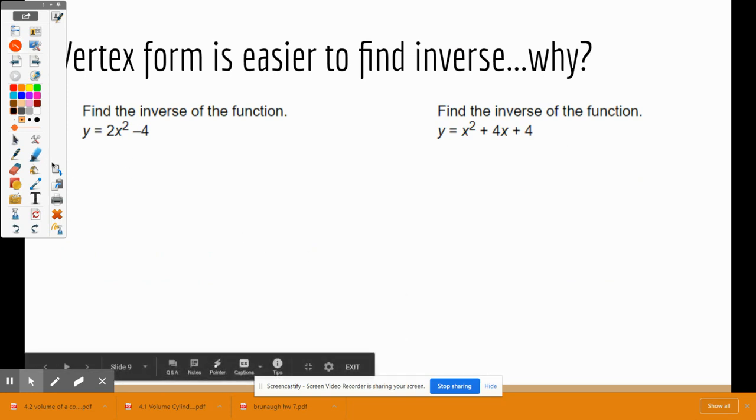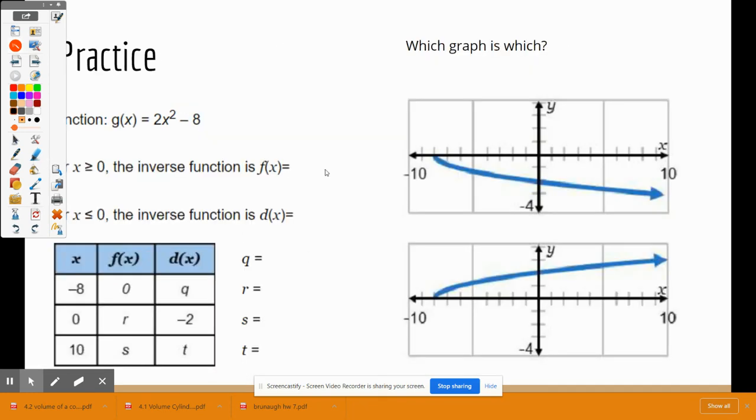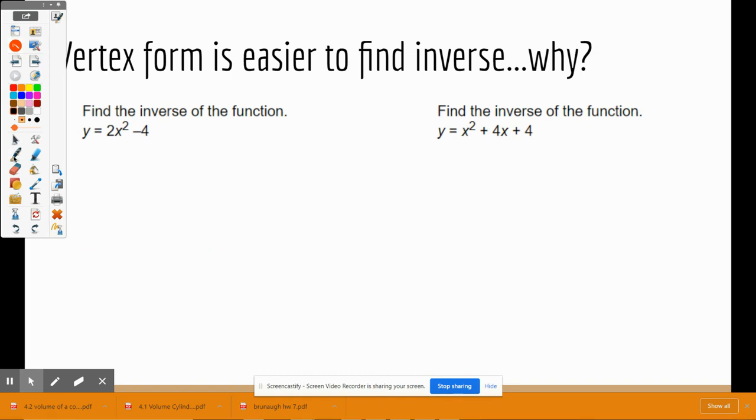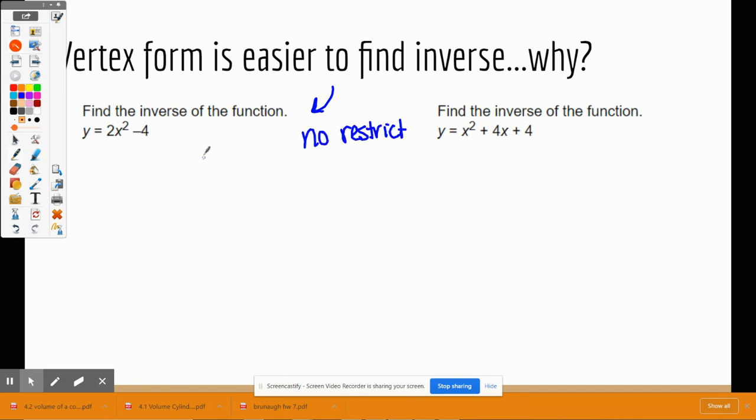So what is the inverse of the function? Is that the exact same thing I did? Oh, now it's a 4 instead of 8. Find the inverse. Notice, be careful, they did not restrict. So since they did not restrict, the inverse is not a function. So we're going to get plus or minus.